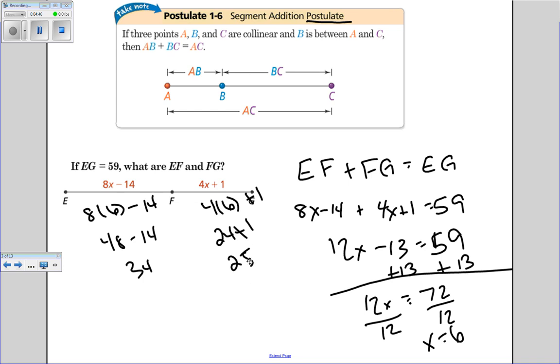And always check your work. Let's do our segment addition. 34 plus 25 equals 59, which is what we wanted. Awesome. So we know we've got a good problem there.